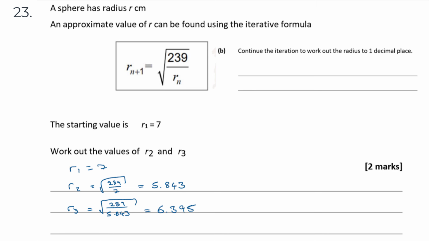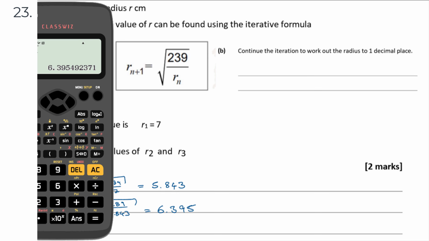Part B says continue the iteration to work out the radius to 1 decimal place. So basically we're just going to have to keep on finding more and more values until it settles down on the first decimal place and we start getting the same answer over and over again. So we've already got R3, so let's go on to find R4. Now again, I'm just going to press the equal button. That's going to feed in my R3 value and give me the R4 value. And again, I'm just going to write down the first 4 significant figures, 6.113, and I'm going to keep going until it settles down.